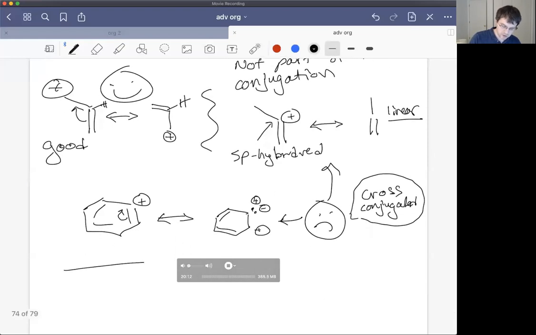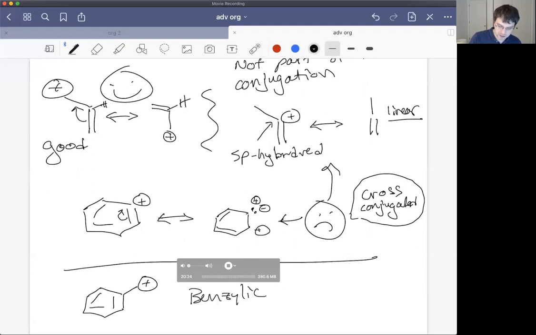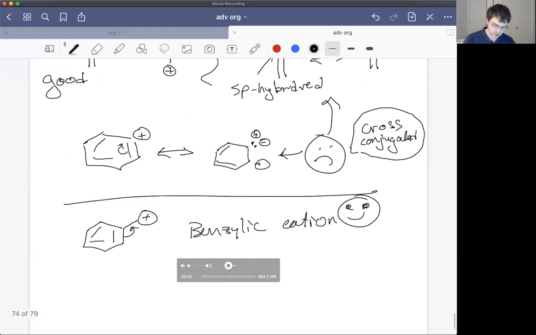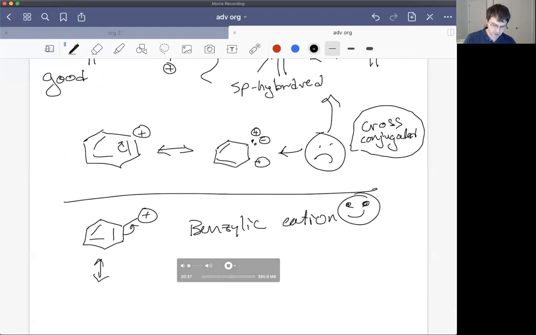All we have to do is move our atoms or install some additional atoms where we have positive charge present. Like this is a benzylic cation, and despite being technically primary, it's actually quite stable because the positive charge now is in conjugation. It's not cross-conjugated, so we can actually delocalize that. We can show some resonance structures if we need to indicate that positive charge can in fact exist inside the ring.